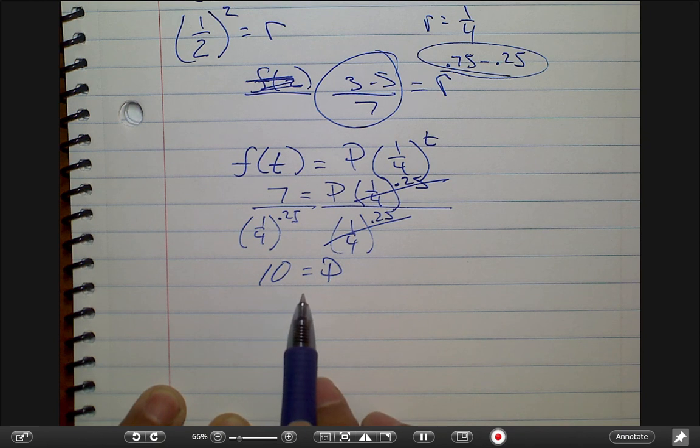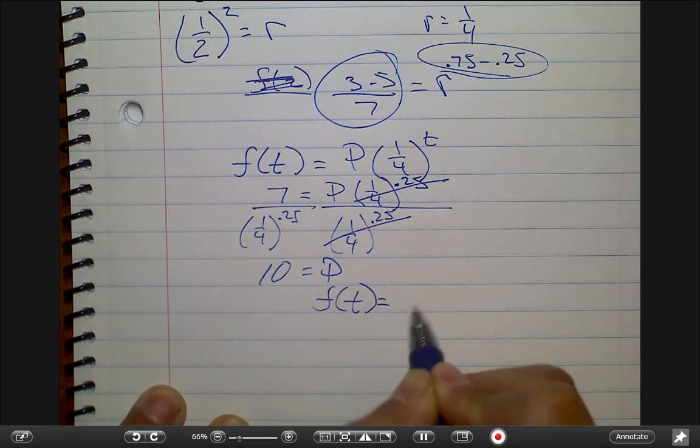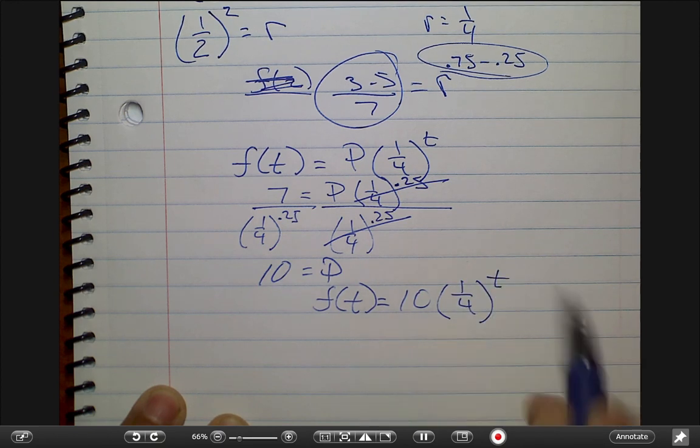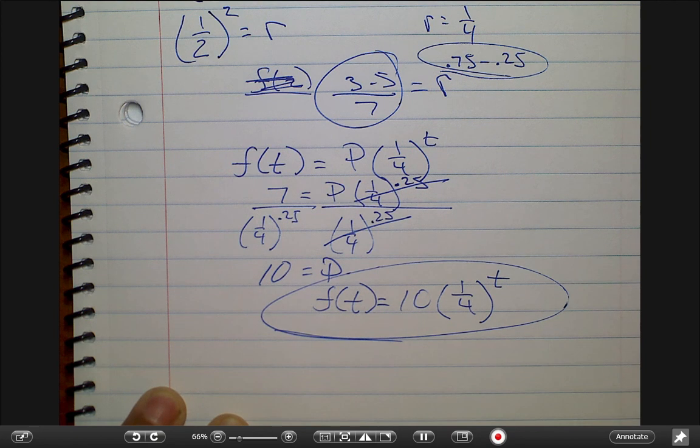So let's go ahead and finish this. f of t is equal to 10 times 1 over 4 raised to the t. So now we could use this to solve for any time.